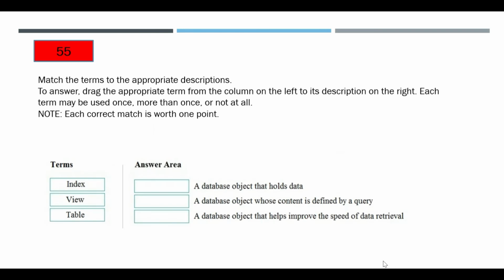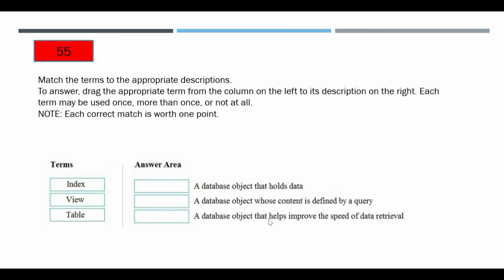Let's look at this question. This is one of the easiest ones. A database object that holds data: the table holds the data. And then you have a database object whose content is defined by a query. The view is defined by a query, because when you are creating a view, you write create view name as select star from some table. So that is defined by a query. That's why view fits in.